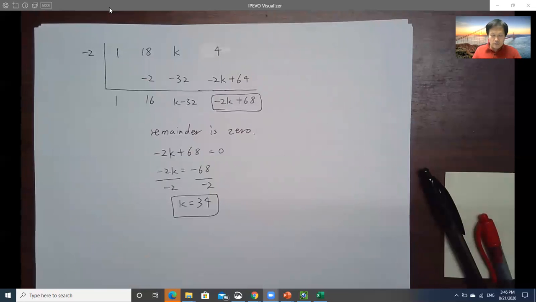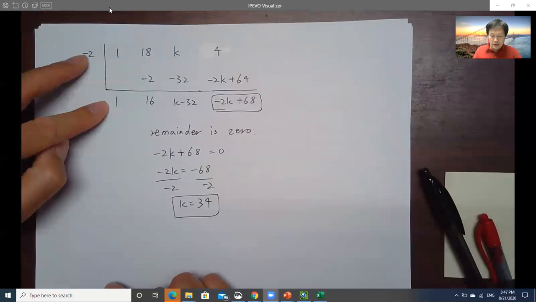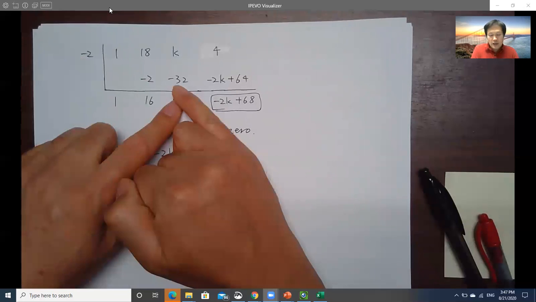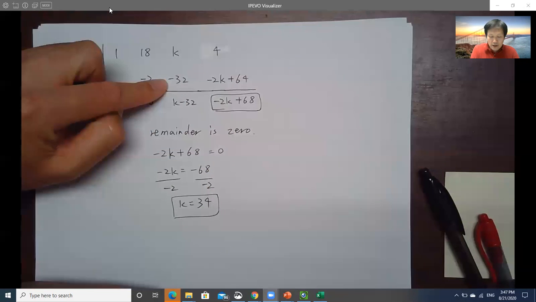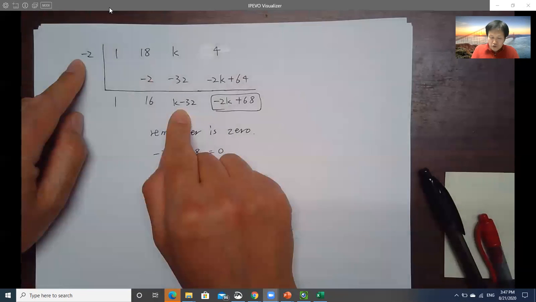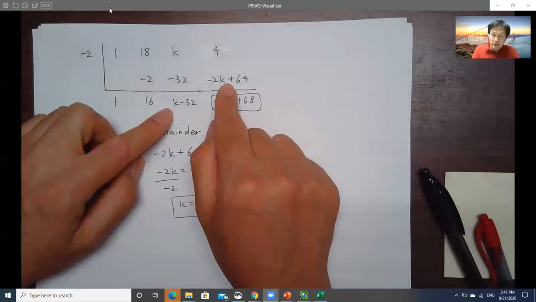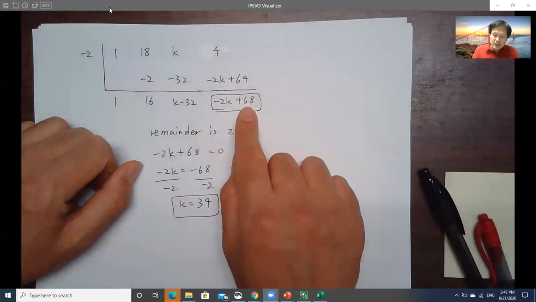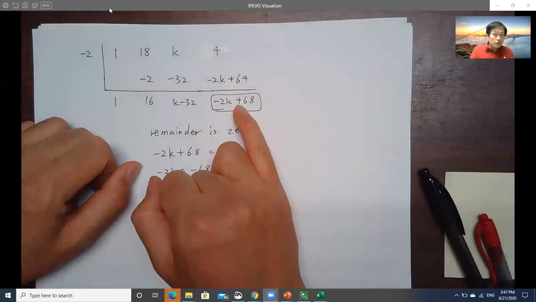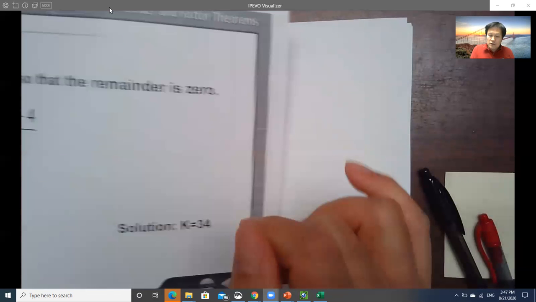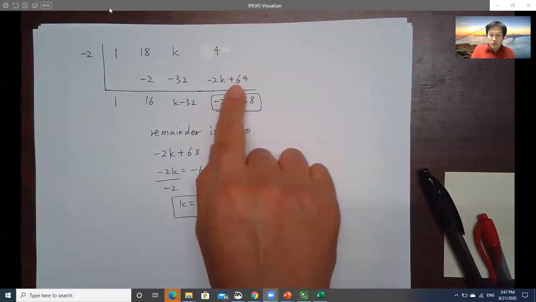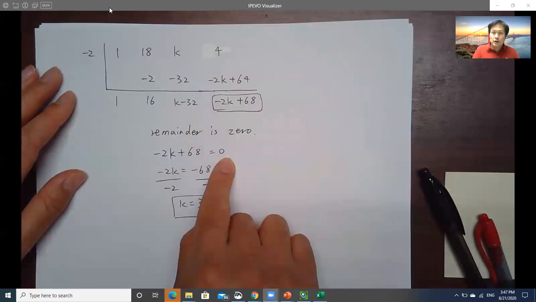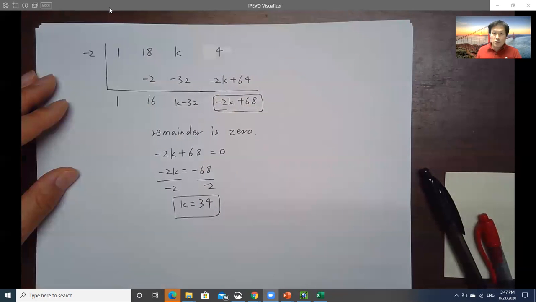Now add them, multiply, add them, multiply these two. I wrote it down. I added it. k plus minus 32 is k minus 32. I'm multiplying these two. So distribute minus 2, distribute minus 2, I got this. I'm adding these two. 64 plus 4 is 68. That is the last expression. And the question was saying the remainder is 0. That is the remainder. So the remainder is 0. I let that equal 0, solve for k, voila. Tricky, but it's not that bad.